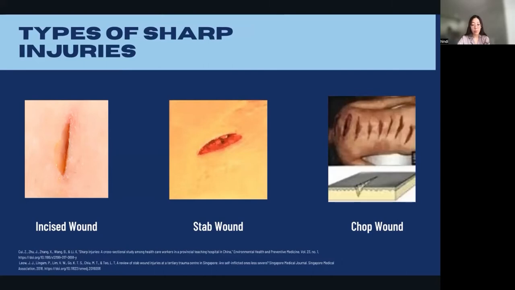Second one is stab wound, caused by sharp violence using things that have a sharp tip, like scissors or spear, done by stabbing and can cause damage to the internal organs.